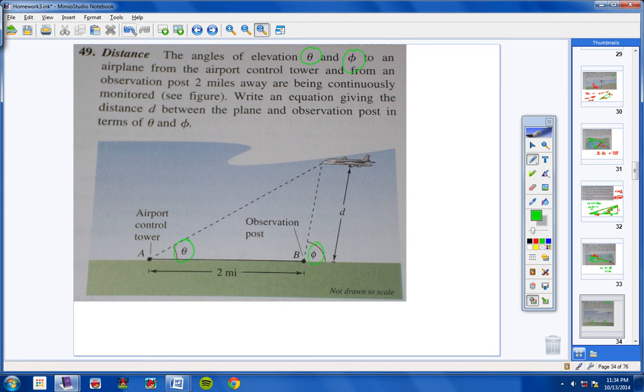Now, they want us to write an equation giving the distance d in terms of these two angles. Let me tell you what that means. If you see something like this, 2a plus b, I'm just making this up, this equation would be called y in terms of a and b, because what it means is what y equals is 2a plus b. So you've written y in terms of a and b. Got it? Now, having said that, watch this carefully.